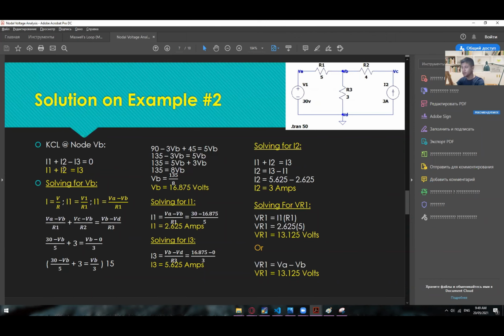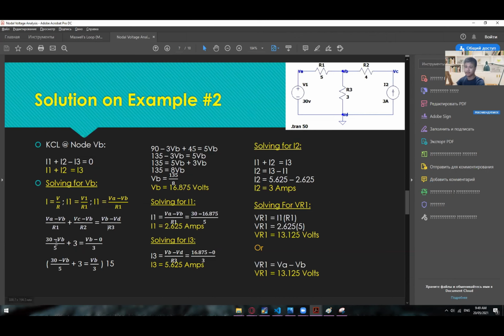And then for the I2, the same concept. We have VC minus VB divided by R2. There you go, VC minus VB divided by R2. And then for the I3, we have VB minus VD divided by R3, which is now this one. From here, you can now substitute the given values or the given variables.